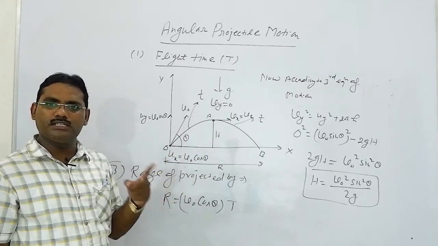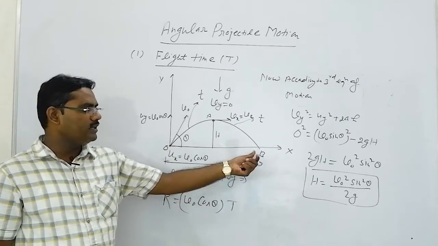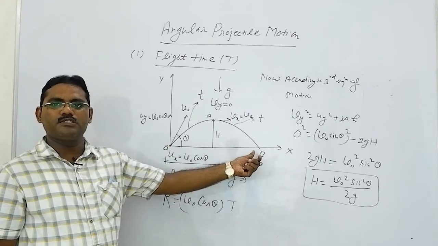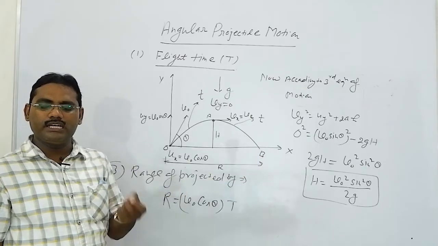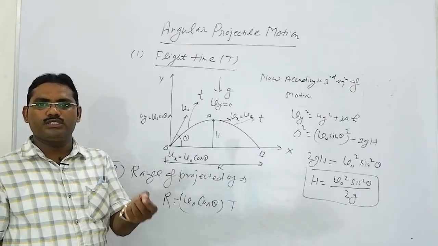Path length is called distance, and the shortest distance between the initial point and the final point is called displacement. That means the range is the displacement for the projectile motion.